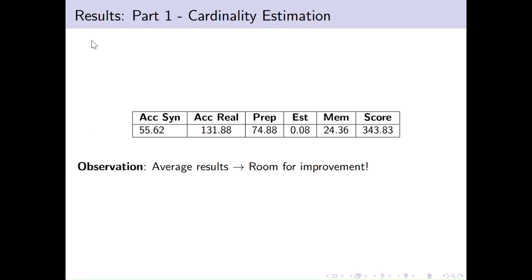With our cardinality estimator, we only reached an average leaderboard score, so there's still room for improvement, and we will consider revisiting it to push our score for the second part.